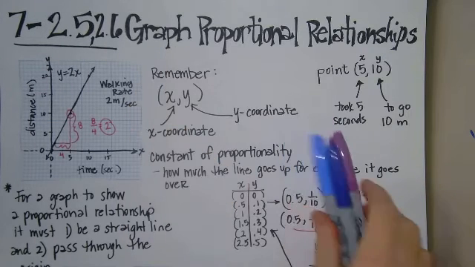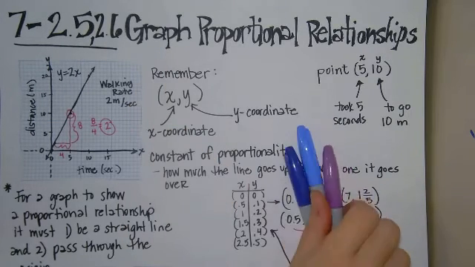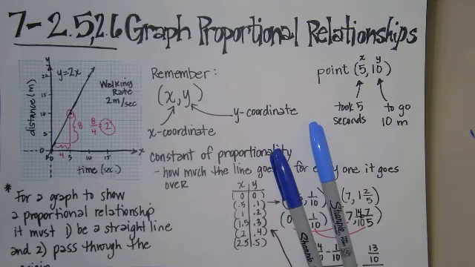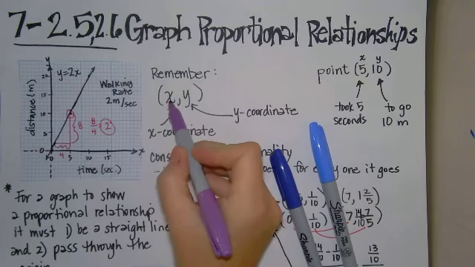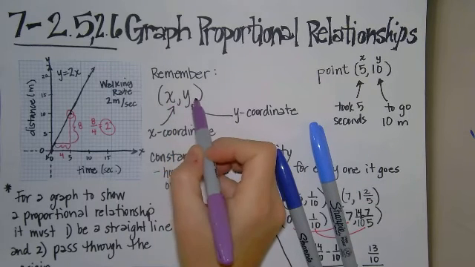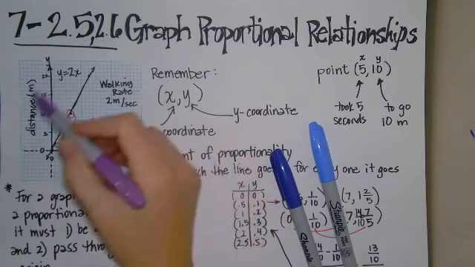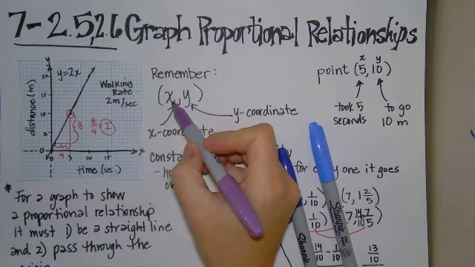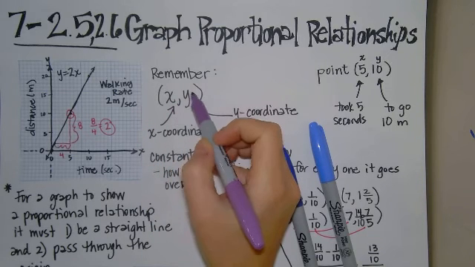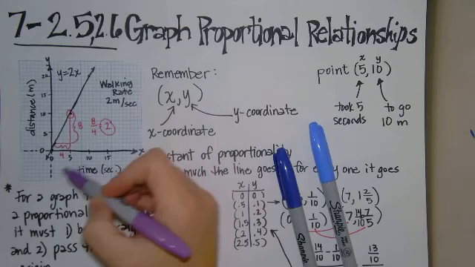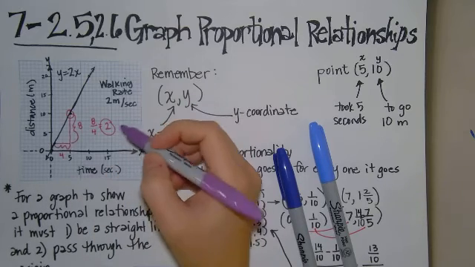Before we start, I just want to remind you that when we have a coordinate pair, and this coordinate pair tells us where to put the point on the coordinate plane, the first number is the x-coordinate and the second number is the y-coordinate. All right? And I want you to take a look at this example right here.